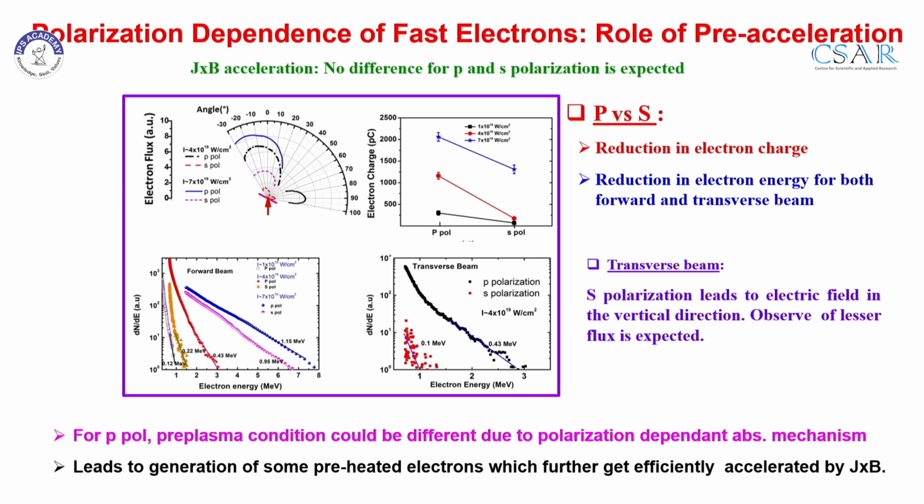To explain this, we conjecture that in the initial foot of the laser pulse, the electrons are generated through the polarization-dependent mechanism, and are further accelerated by the J cross B acceleration mechanism, which we call the role of pre-acceleration. Some sort of pre-acceleration is happening inside the plasma.